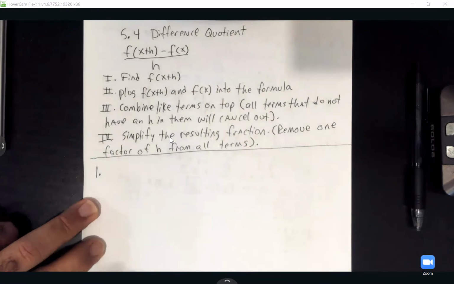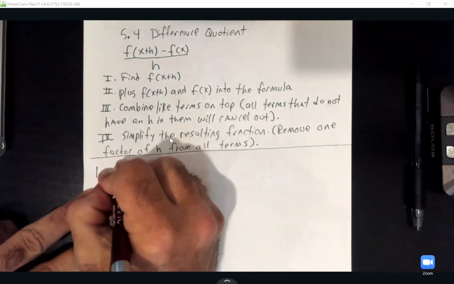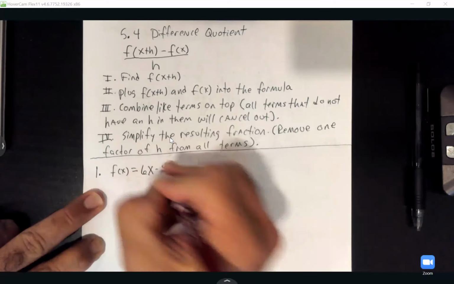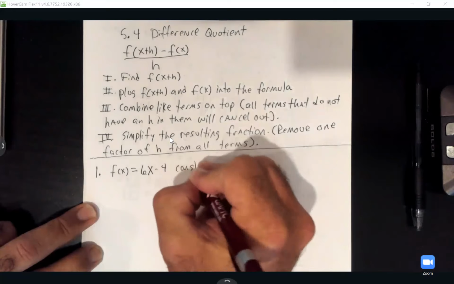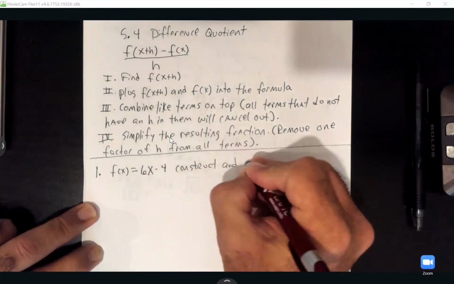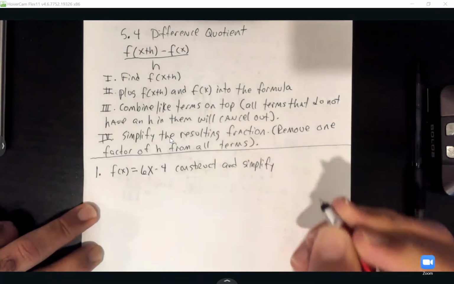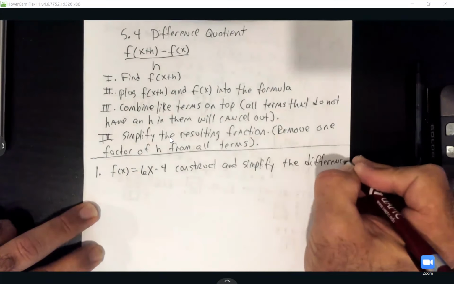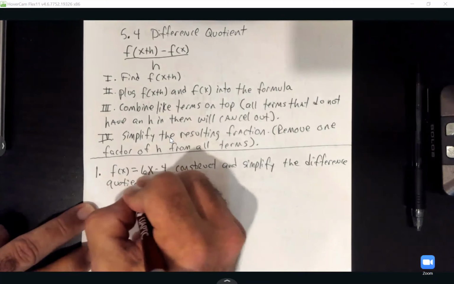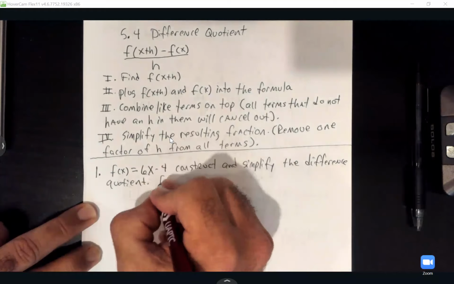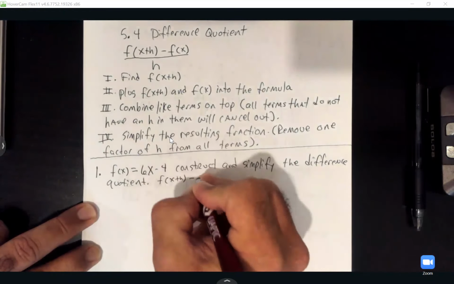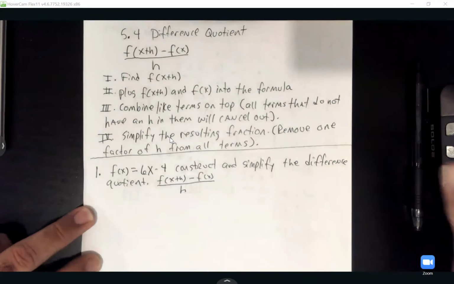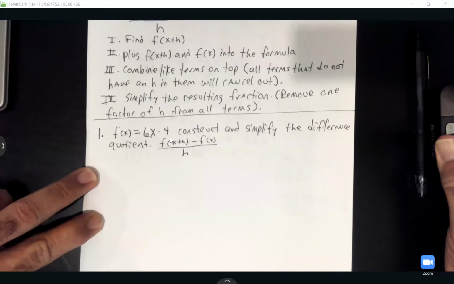So this would be like y'all's number 1. It's going to give me a function, f of x equals 6x minus 4. They want us to construct and simplify the difference quotient. And then they tell you the difference quotient once again is f of x plus h minus f of x all over h. So they'll give you that formula every time.